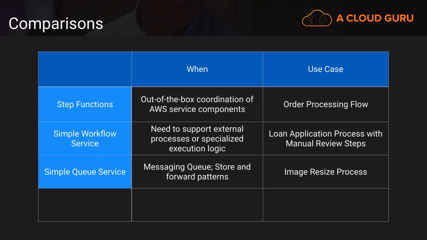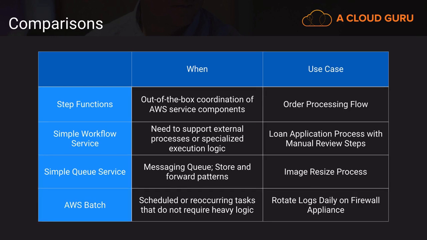Now, you'll recall that Simple Queue Service is a messaging queue, and it's best suited for store and forward patterns. We would use SQS if we had kind of an inbound workflow and we needed to dole that workflow out to worker processes, like maybe in an image resizing process. That's a good use of SQS, and we probably wouldn't use step functions for that.